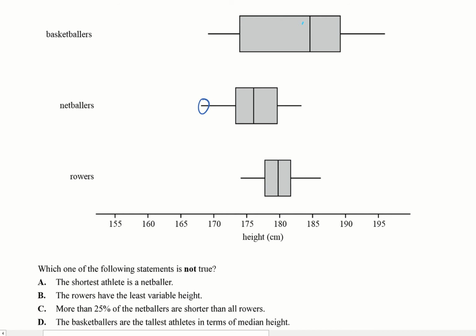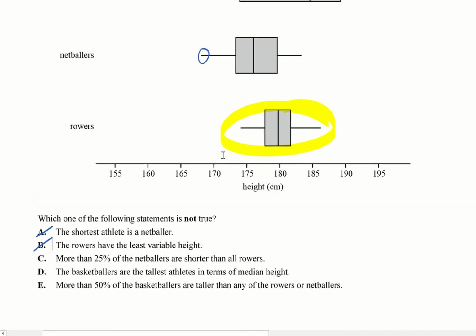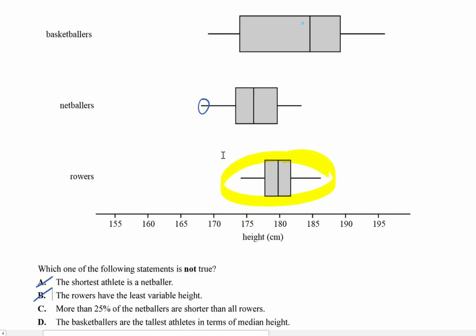B, the rowers have the least variable height. When we look at this, that's also true, so it can't be right for this question. They have the least variance in their data. C, more than 25% of the netballers are shorter than rowers. When we look at that, essentially, we go down there. That should be a nice straight line. That's 25%. Remember, in a box plot, that's 25% of your data, and 25% of the netballers are shorter than all rowers. So it can't be that one either.